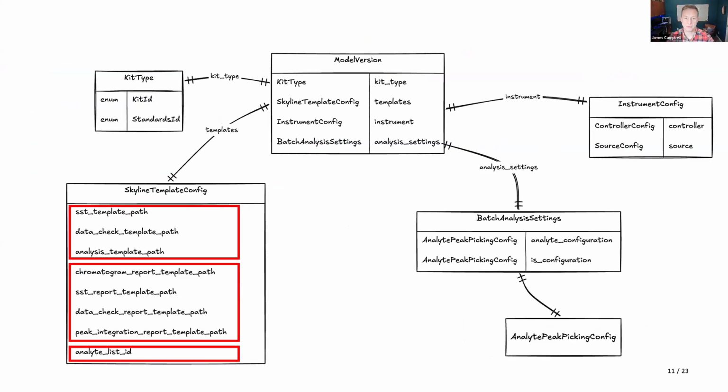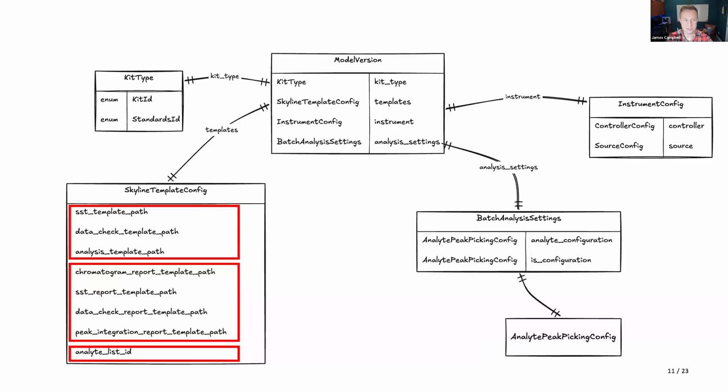We have a concept at the heart of what it means to be an experiment that we call the model version. And this is where we stitch together everything that we need in order to understand how to process the assay from beginning to end. And you'll notice Skyline really sits very prominently in this, which I think is really a cool thing.